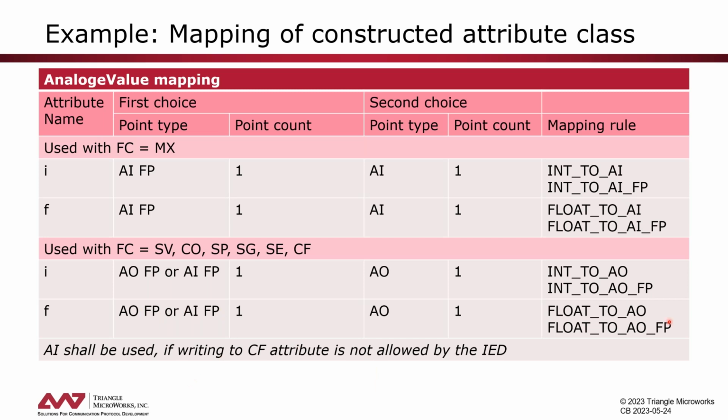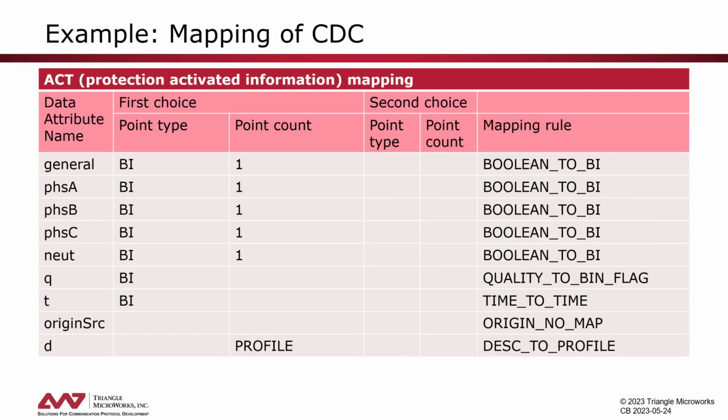So that's more or less what is defined in this IEEE 1815.1 standard. Now let's have a look at the second mapping. And I use here the mapping of a common data class. The common data class we are using is the ACT, protection activated information, which has multiple attributes like general, phase A, B, C, neutral. All those, if present, each of them shall be mapped on an individual binary input, following the rule Boolean to binary input, as those data types in IEC 61850 are all Booleans.